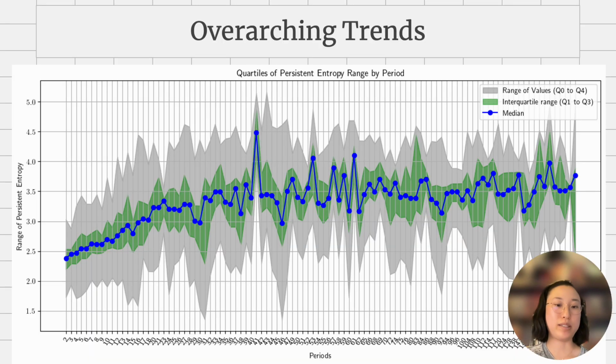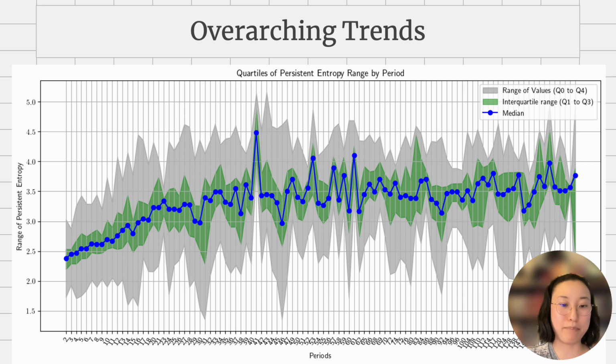So what we did was calculate that persistent entropy graph for every single pattern of a given period. So let's say we had 200 patterns that were period 2. We calculated the persistence entropy graphs and found the range by subtracting the minimum from the maximum value. And once we had the range of every single pattern in a period, we could construct a box plot. So over here, these are the box plots of all of the periods that we had in our repository.